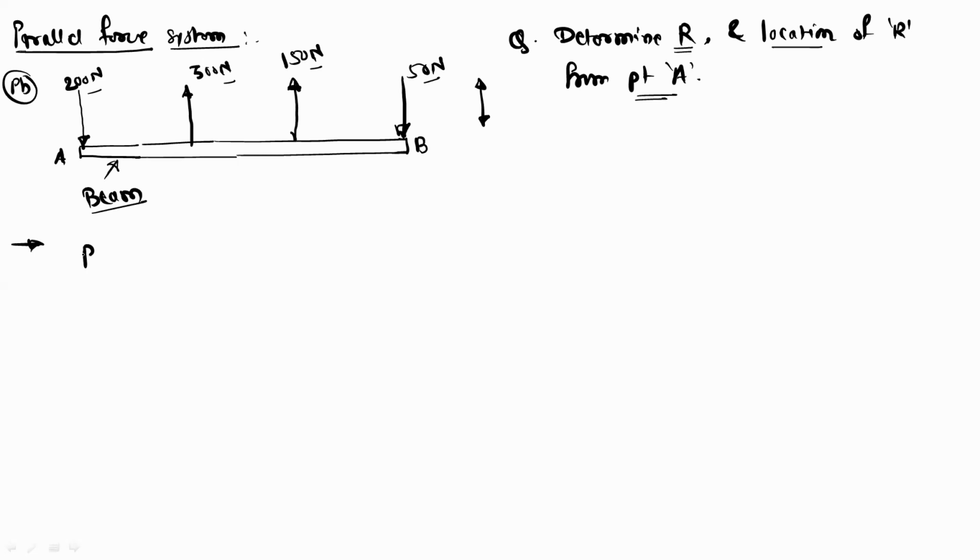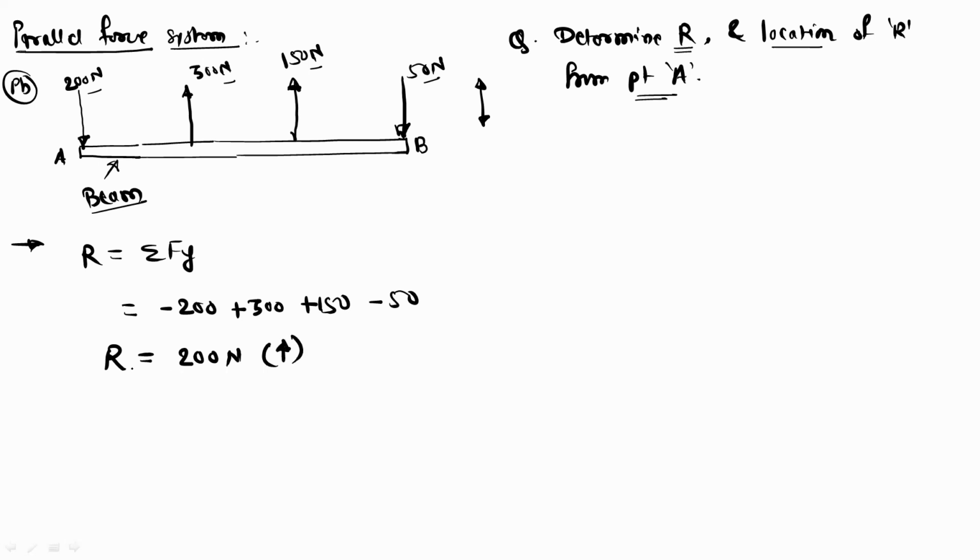So the resultant R we can find out by using only summation Fy. So first is 200 in the negative y direction, so it is minus 200. Second is plus 300. Then plus 150 and minus 50. So you will get the value for resultant R, that is equal to 200 Newton. So this is the positive value. So 200 Newton positive means resultant will act in the upward direction. So this is the magnitude of the resultant and upward is the direction.